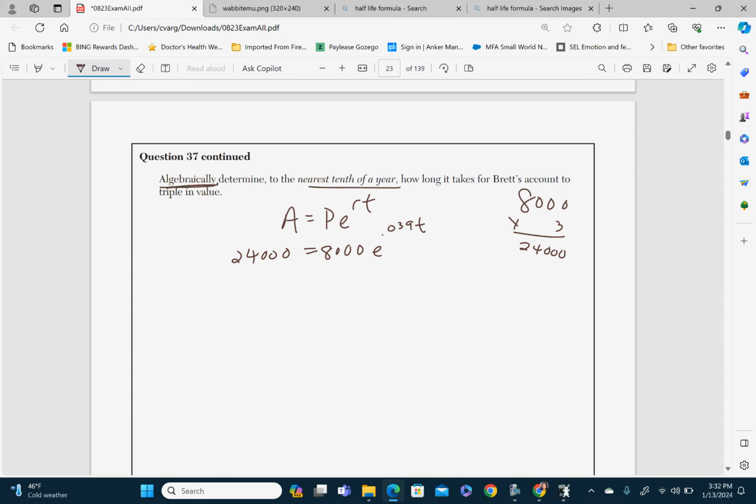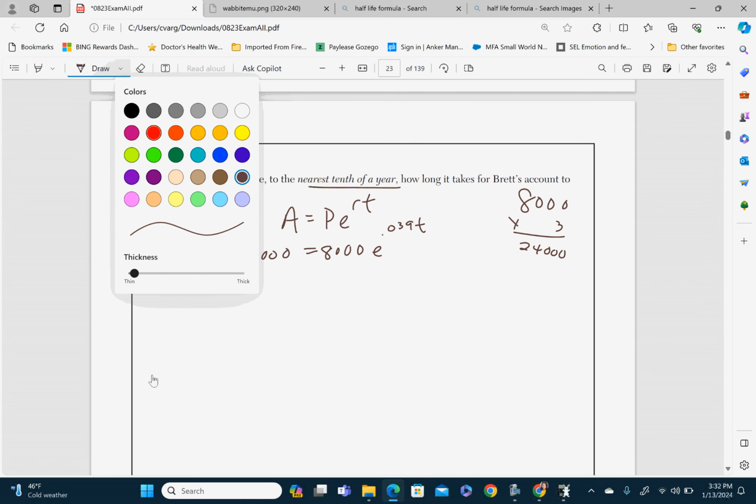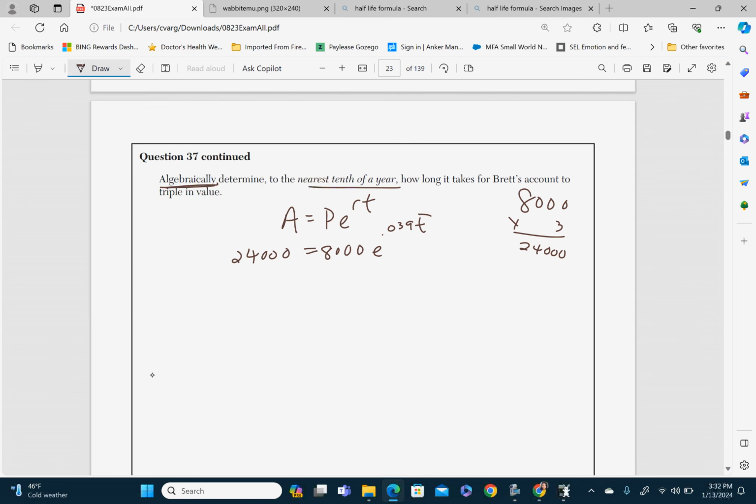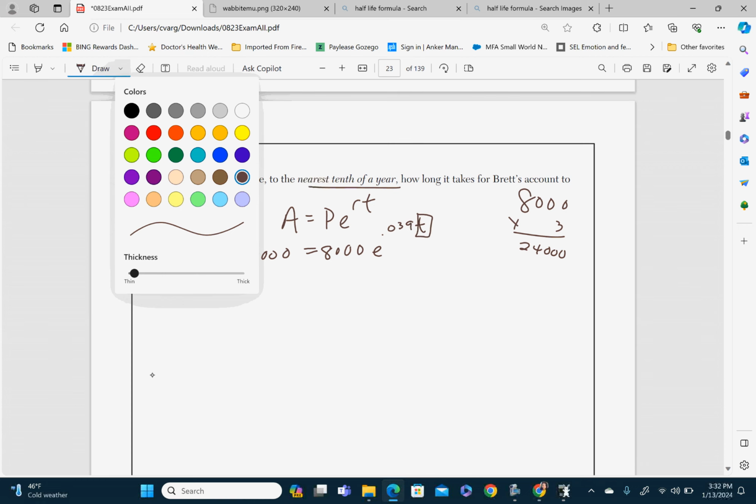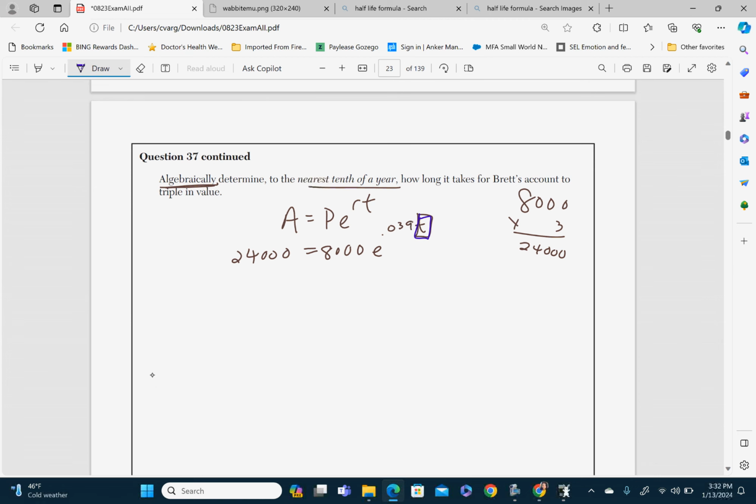So we want to get the t here by itself, okay? So we want to get rid of this 8,000 first. This is being held together by multiplication. Opposite of multiplication is division. So we're going to divide both sides by 8,000. So we get 3 is equal to e to the 0.039t.